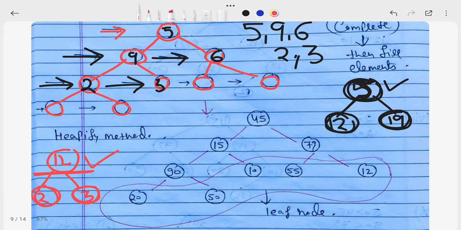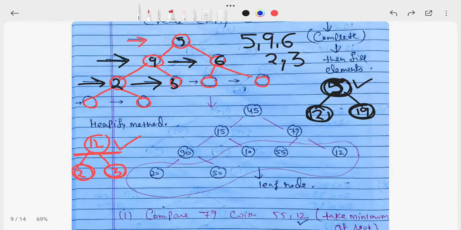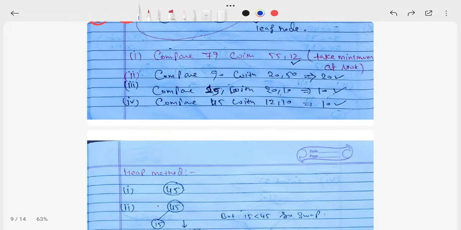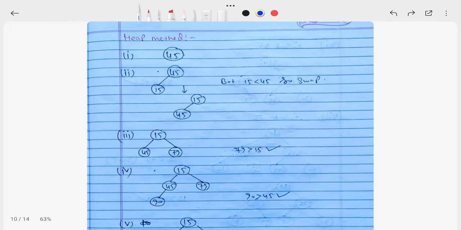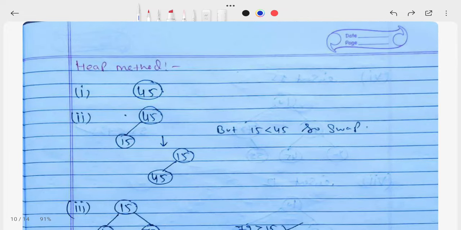Okay, I think you understand. Later we will discuss the heapify method. So here at first, because they ask it in the exam, the heap method. I think you have written the values in your copy.